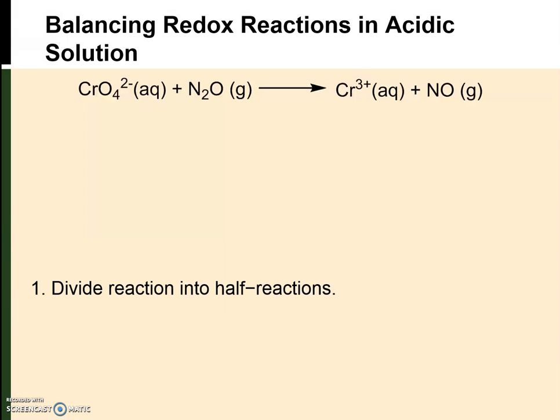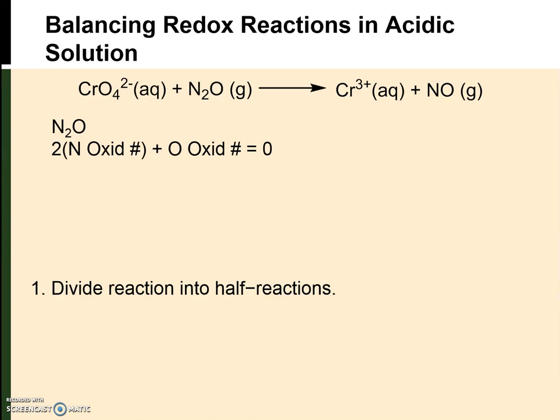So the first thing we want to do is divide the reaction into half reactions. Now in this case, it might not be quite as obvious what the reduction and oxidation half reactions should be as it was in the previous example. And so what we first want to do is assign oxidation numbers for each of the atoms in the ions and compounds that are involved so that we can determine what's being oxidized and what's being reduced.